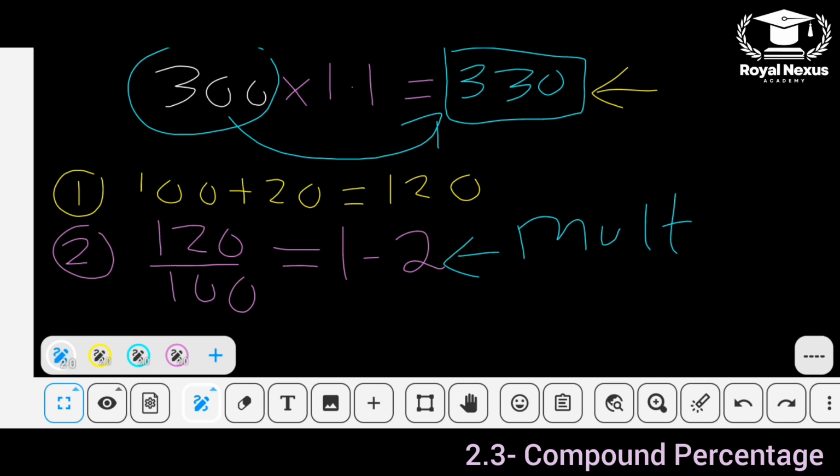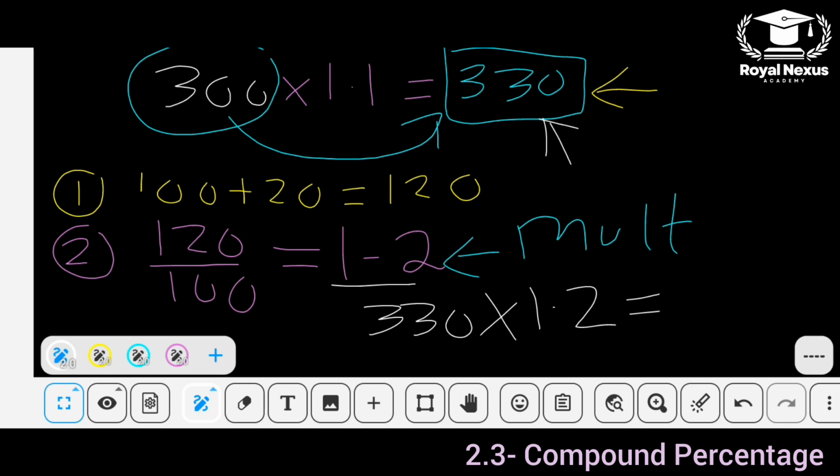Moving on, now you have this multiplier 1.2. You just need to multiply this number 330 by 1.2. So the answer will be 396. So 396 is what? 396 is basically when you increase 330 by 20%.